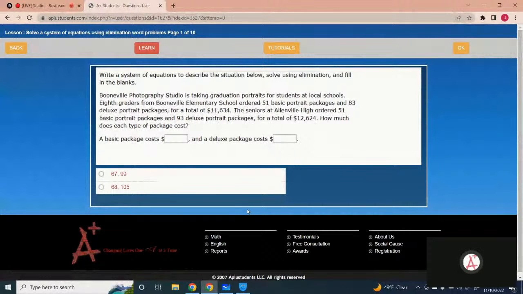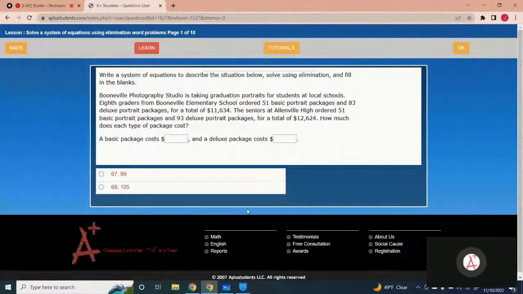Okay, let me read the question. Let's write a system of equations to describe the situation below. Solve using the elimination method and fill in the blanks.